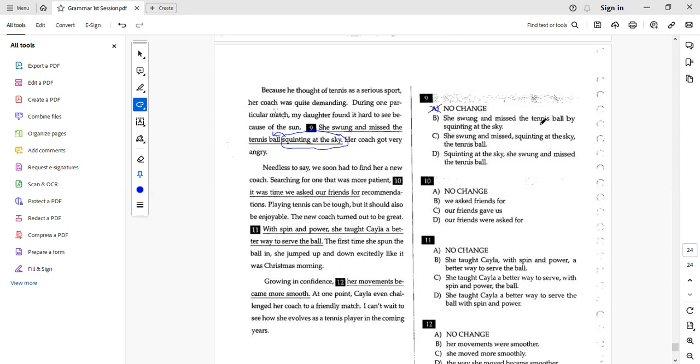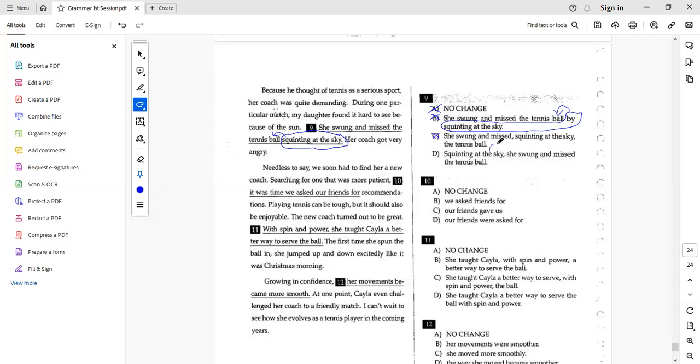"She swung and met the tennis ball by squinting at the sky." Also, it's a prepositional phrase, and you know that a prepositional phrase can act as an adjective phrase or adverb phrase. "By squinting at the sky" also will not modify the ball, so it's the same mistake. "She swung and missed, squinting at the sky. The tennis ball," again, squinting at the sky comes in a place where it does not modify anything. So it's not C. The last one.